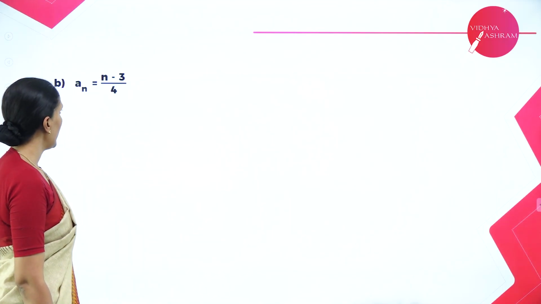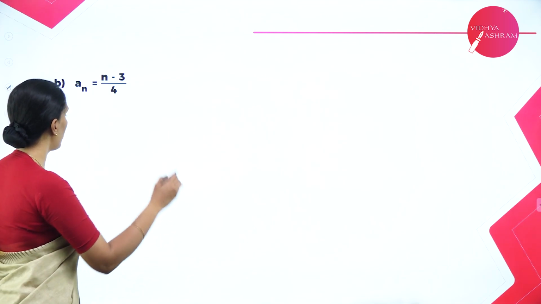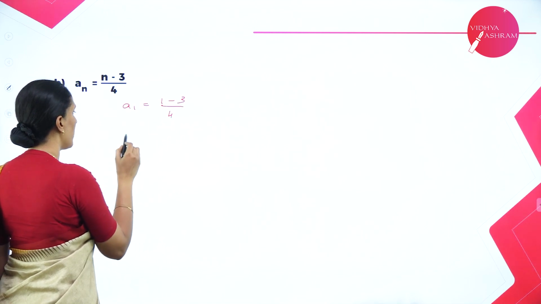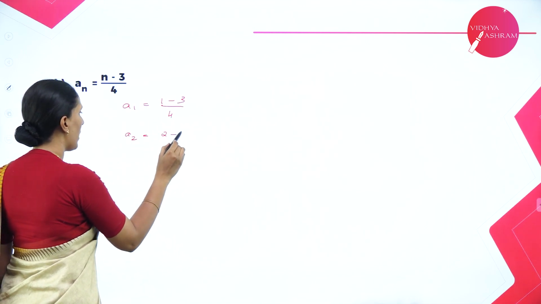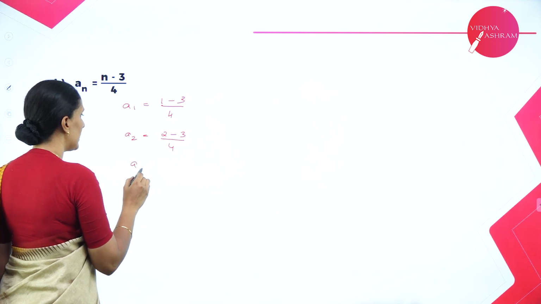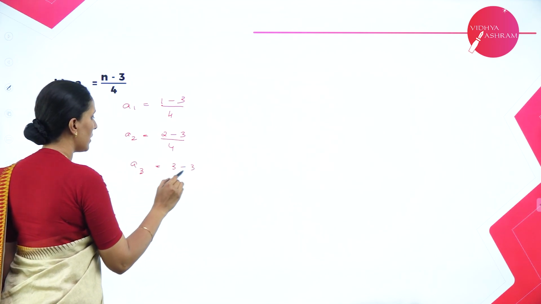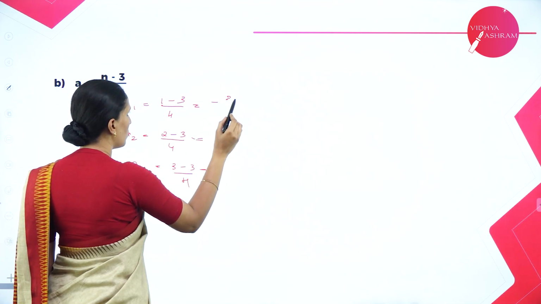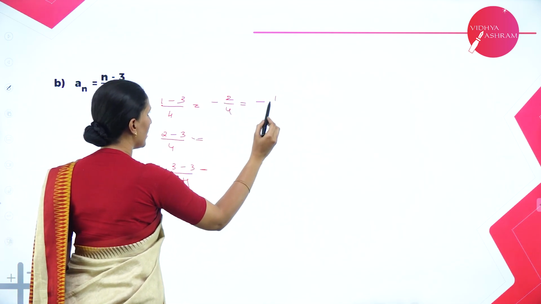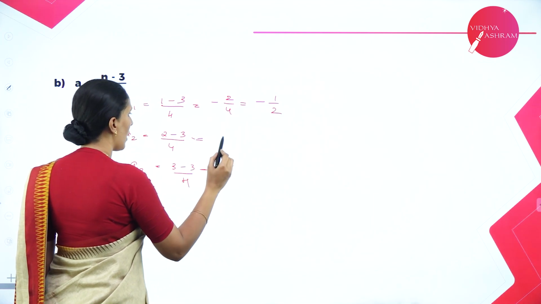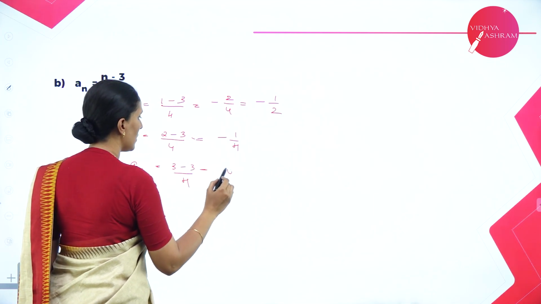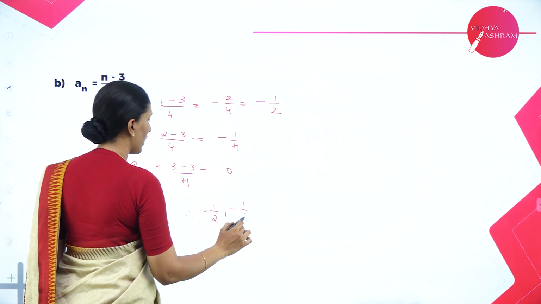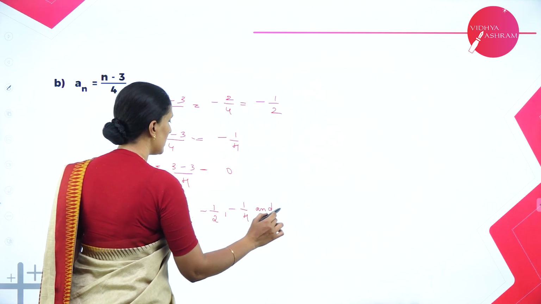Next question. an is equal to n minus 3 by 4. So a1 is equal to 1 minus 3 by 4, a2 is equal to 2 minus 3 by 4, a3 is equal to 3 minus 3 by 4. So the values are minus 2 by 4, which is equal to minus 1 by 2. Next we have minus 1 by 4, then 0. Therefore the first three terms are minus 1 by 2, minus 1 by 4 and 0.